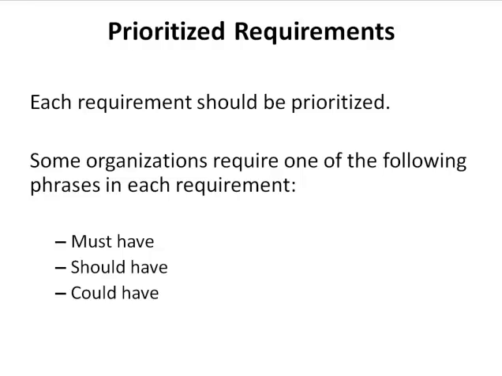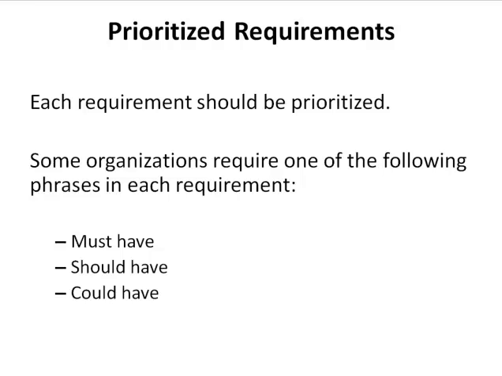Prioritized requirements. Each requirement should be prioritized. Some organizations require one of the following phrases in each requirement: must have, should have, could have. If you say the system must have blah, right, then you know that that is a must-have requirement. It absolutely has to be included.